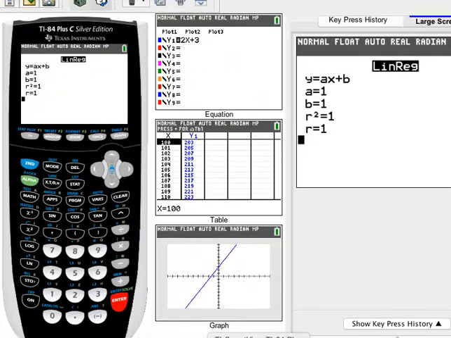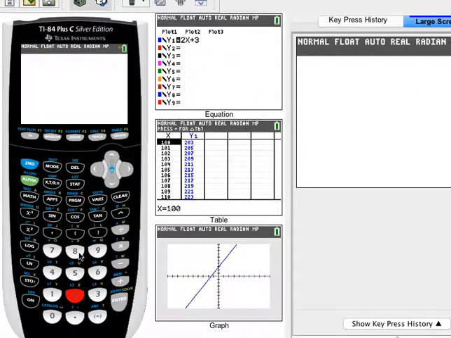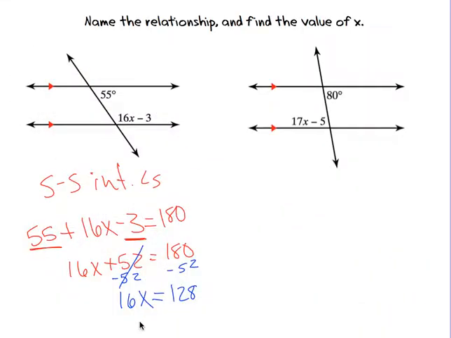And then 128 divided by 16 is 8. So x equals 8. Okay, these are alternate interior angles, so those are congruent.